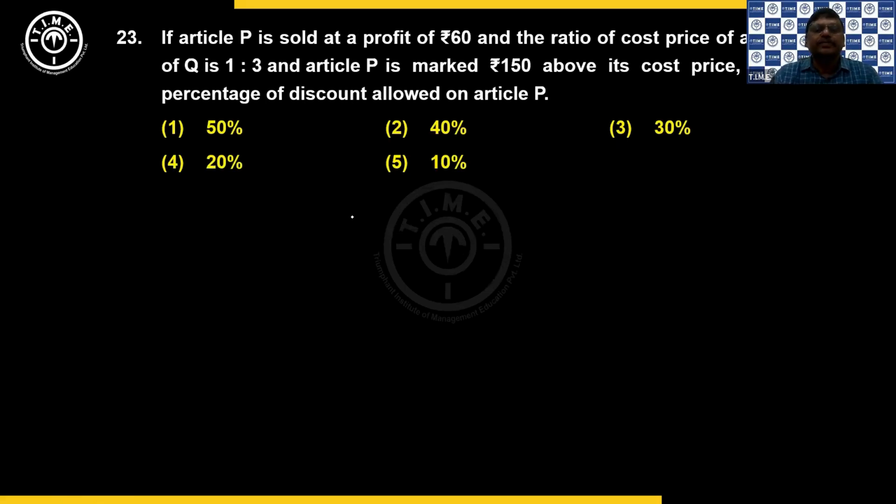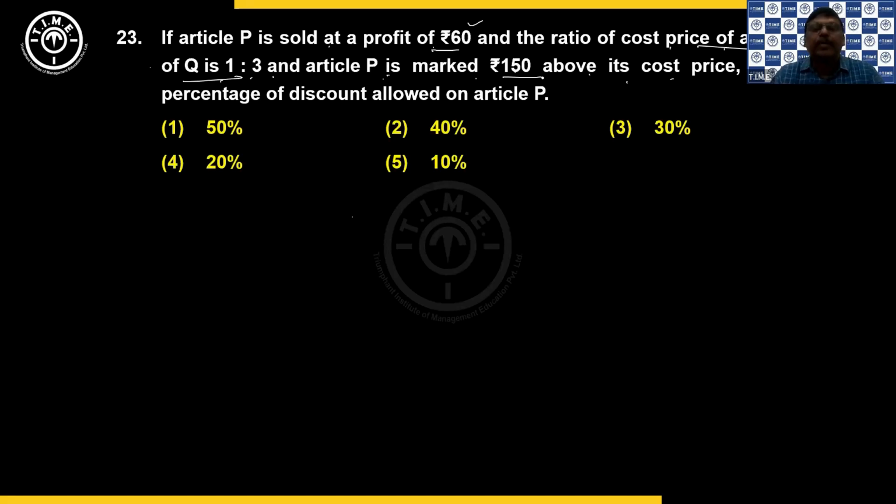If article P is sold at a profit of rupees 60 and the ratio of cost price of article P to that of Q is 1:3 and article P is marked 150 above its cost price, find the percentage of discount allowed. So article P is sold at a profit of 60, that's one thing. Students, ratio of cost price of article P to that of Q is 1:3. And article P is marked 150 above the cost price.